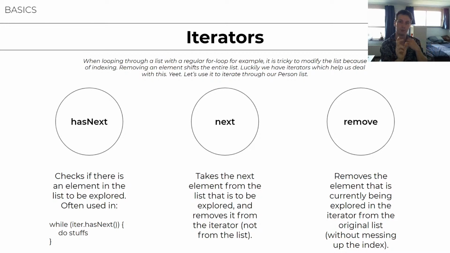So you should always put that element into a variable. Again, I'll show you in a little bit. And then the remove function removes the element that you are currently exploring from the original list. So that's an important thing. It removes it from the original list.